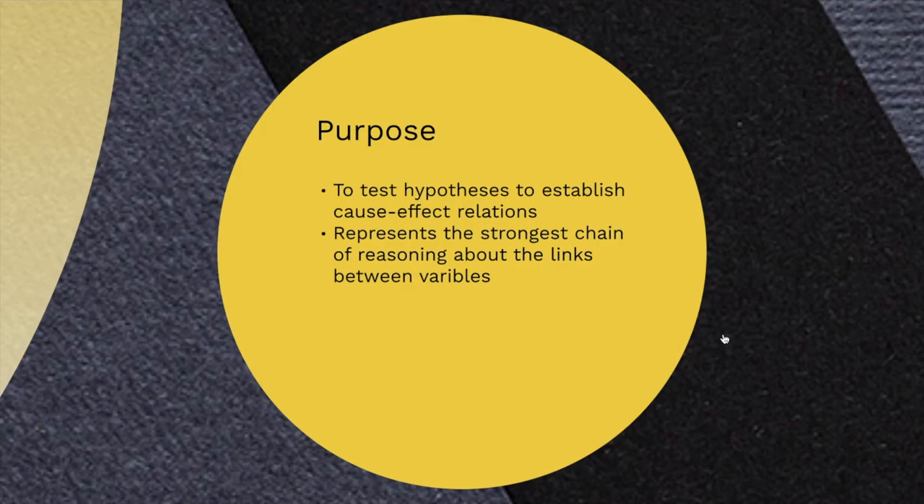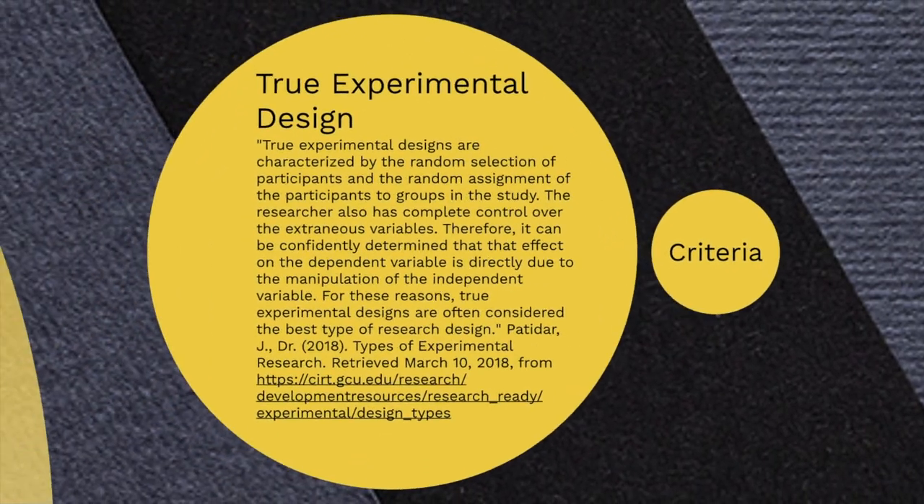I tripped. Why? Because my shoe was untied. There's a strong connection. You can see a direct line of why you tripped: because my shoe was untied. And so in an experimental design, you see that cause and effect relationship, and you're able to see clearly why something happened a certain way.